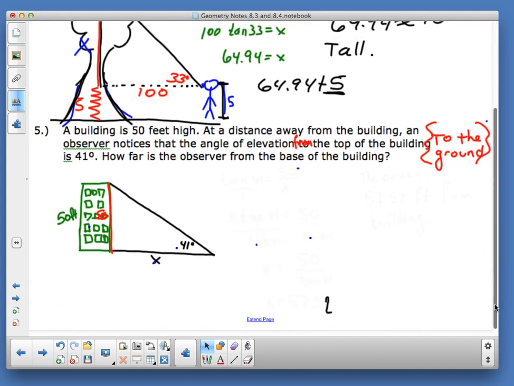Okay, so now I've got a building that's 50 feet high. And remember, it's 50 feet, so it's 50 on this side and this side. At a distance away from the building, an observer notices the angle of elevation from the building to the ground. Okay, so this is on the ground, is 41 degrees. How far is the observer from the base of the building? Well, now I've got this set up. I've got opposite, adjacent, right? So I'm totally talking about a tangent situation when I get this going.